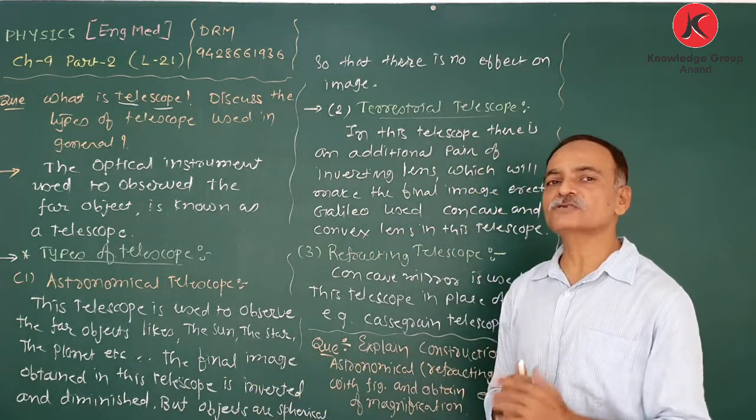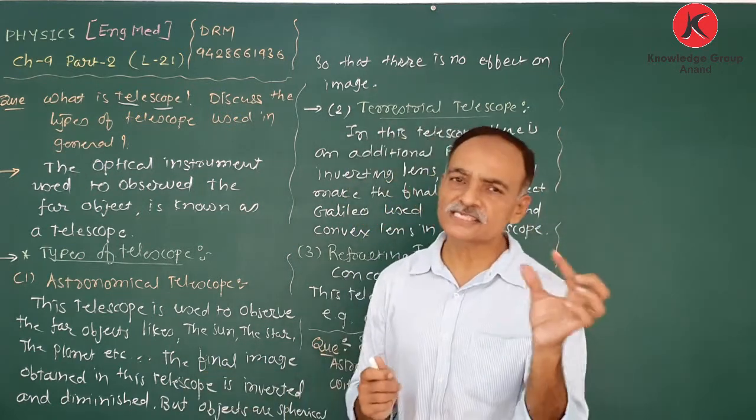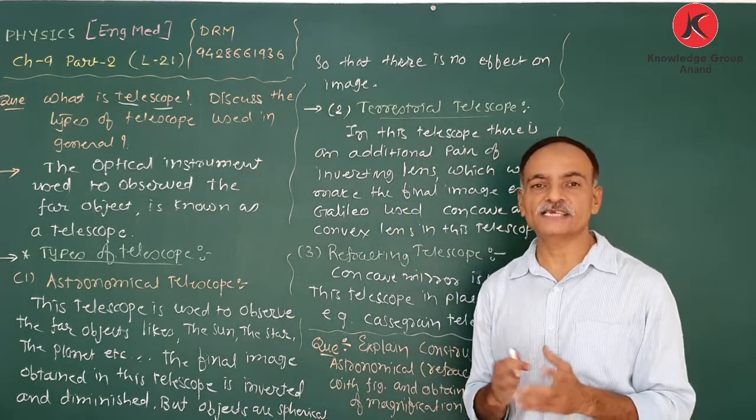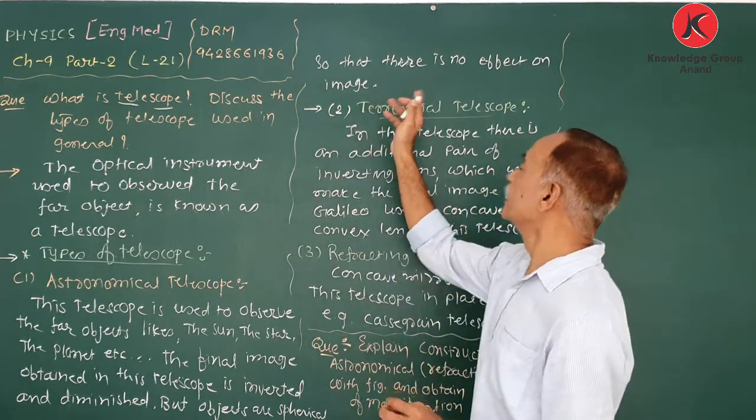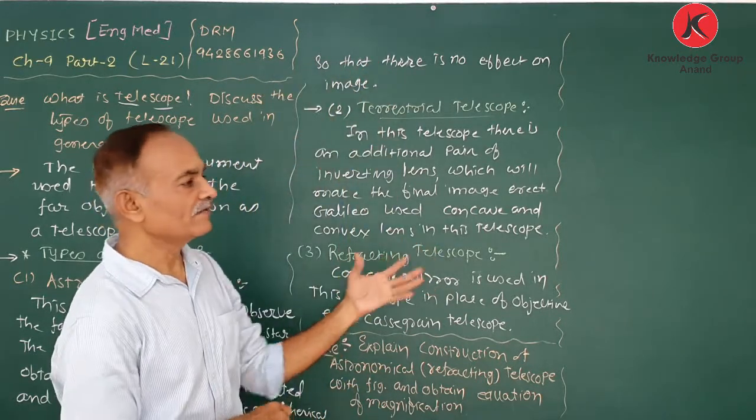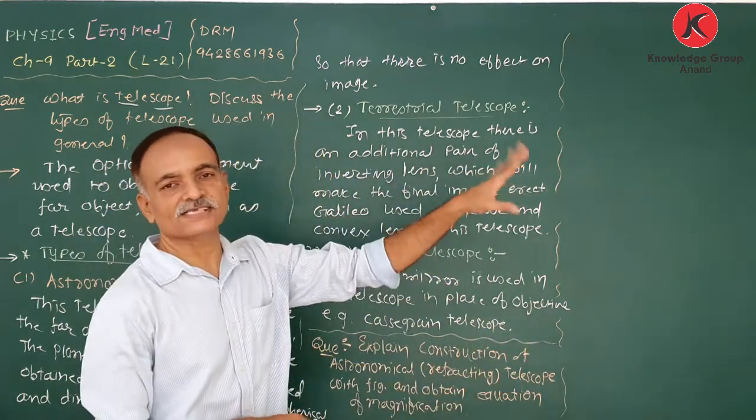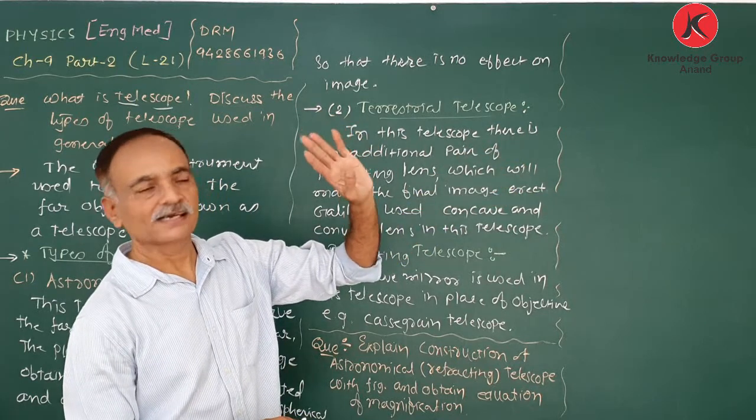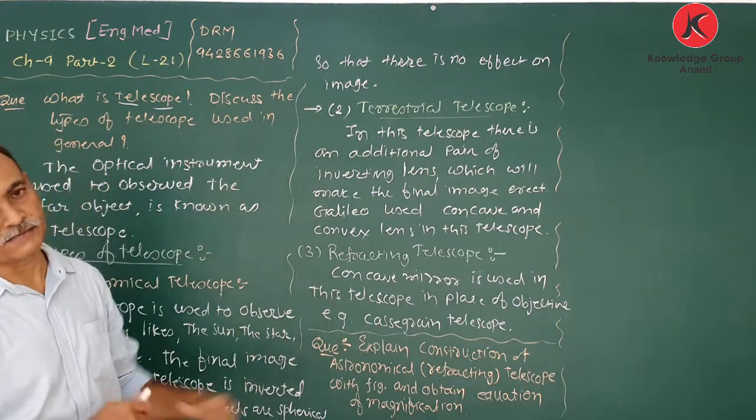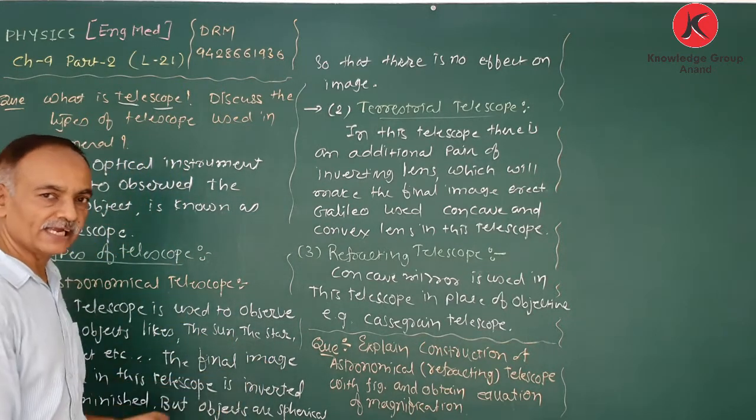The final image obtained by this telescope is inverted and diminished, that means small in size. But the objects are spherical, therefore there is no effect on the image. Generally, we know that the sun, star and planet are spherical in shape. Therefore, for its inverted or real image, there is no change. And due to that reason, the astronomical telescope is used. There is no effect on the image, in spite of the image formed by the astronomical telescope being inverted and diminished.